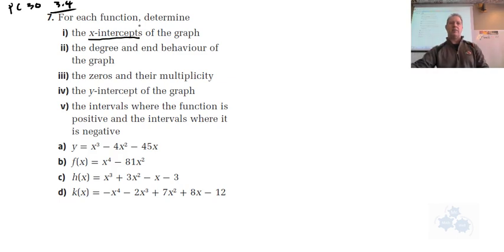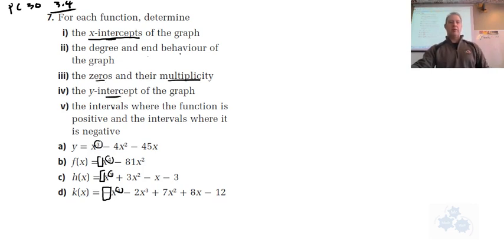So we're going to have to factor in some cases. Well, I guess all cases, they're not factored. Then the degree and the end behavior of the graph. Degree is easy to see for all of these, right? It's the largest exponent that we see on the variables. The end behavior, so the degree followed by the leading coefficient, will indicate the end behavior. The zeros and their multiplicity: once we have the factors and the exponents on those factors, we'll get the multiplicity and the zeros.